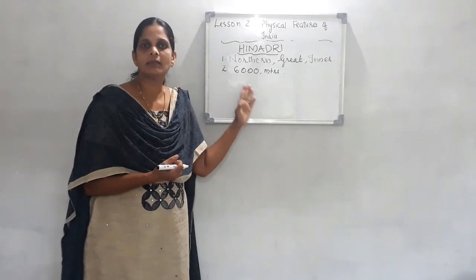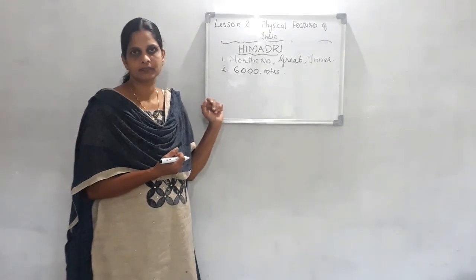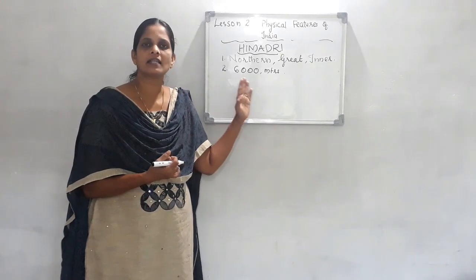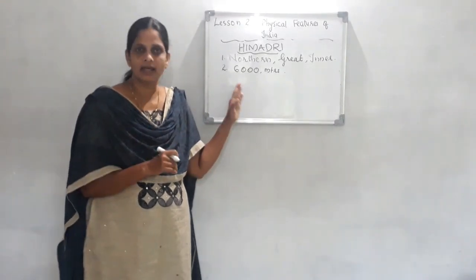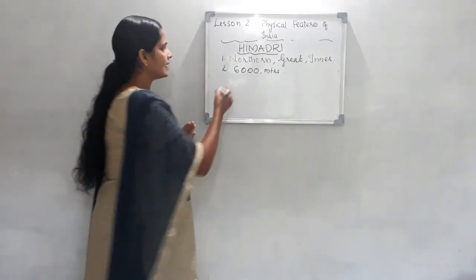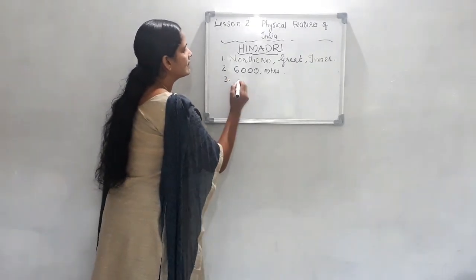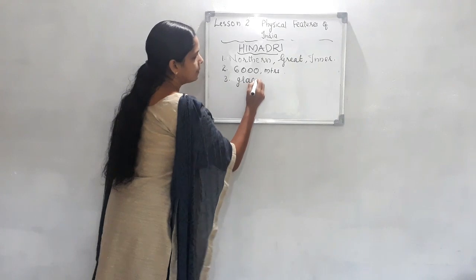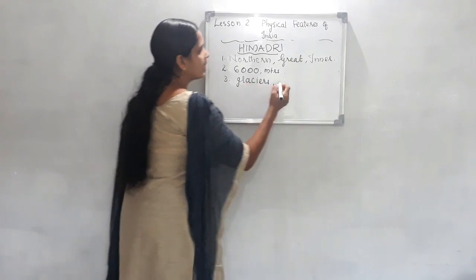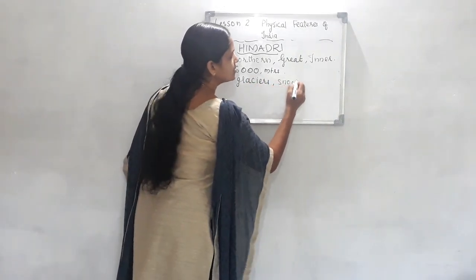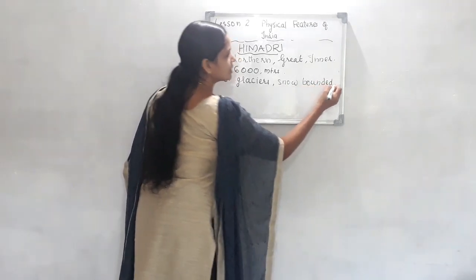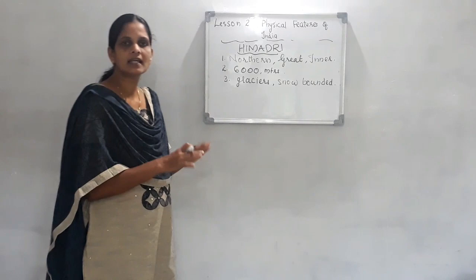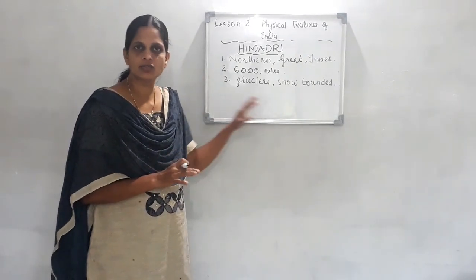That's why the climate here is so cold. This area is completely frozen with ice, a frozen region, because this is the area where many glaciers are found. These are snow-bounded regions, fully covered with snow because the temperature is very low. That's why this area is fully covered with snow.